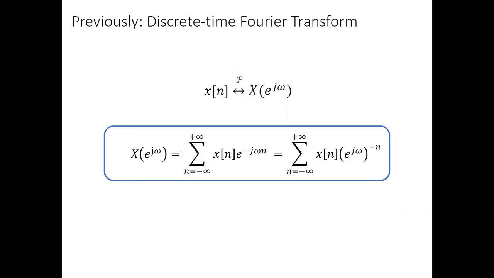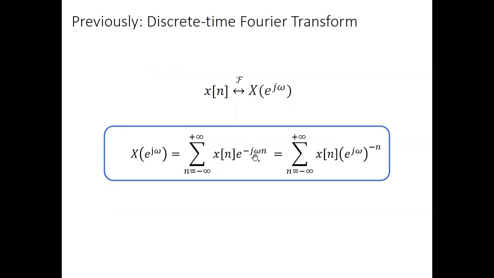And the reason we need Z transform is similar to Laplace transform, but it is an extension to the discrete time Fourier transform. Therefore, let's first recall what is discrete time Fourier transform. We have a discrete time signal x of n, n is the time index. Its Fourier transform, denoted by X of e to the j omega, is an infinite sum of x of n weighted by this exponential signal, e to the power minus j omega n.